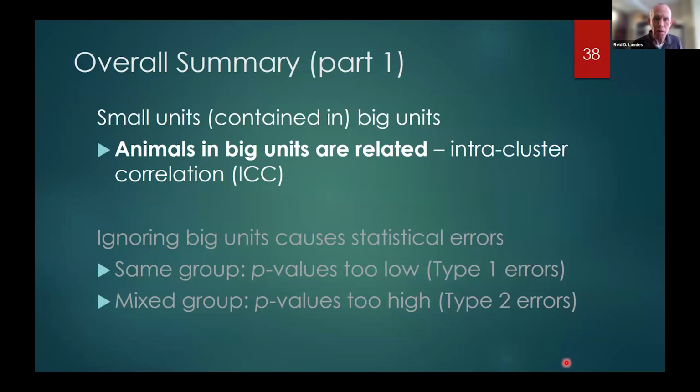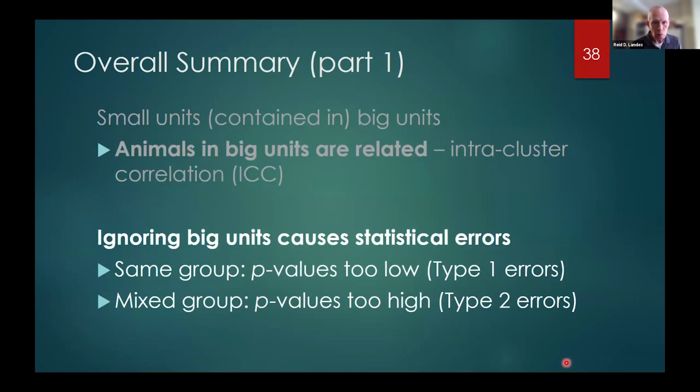You know, these small units, which are animals, are often contained in big units like cages and tanks, maybe animal rooms, maybe different labs, different points in time. And so these animals that share a big unit, they're related. And as time goes on, this intra-cluster correlation can develop. When we ignore those big units in our statistical analyses, if all the animals in that big unit are the same group, ignoring that big unit is going to give me p-values that are too low. And if animals in my big unit, like replicates, are mixed groups, and I ignore that big unit, my p-values are going to be too high.